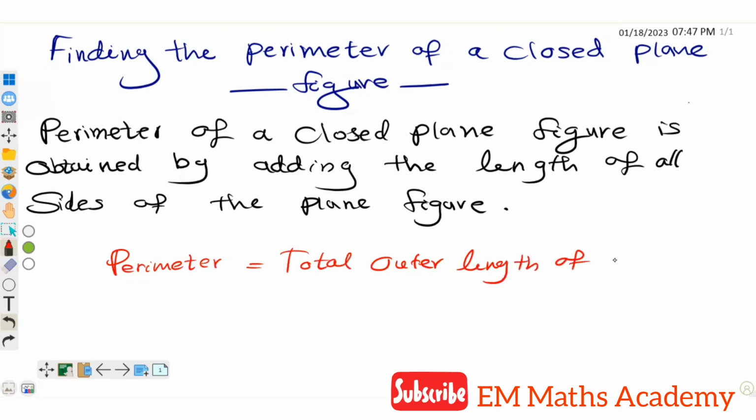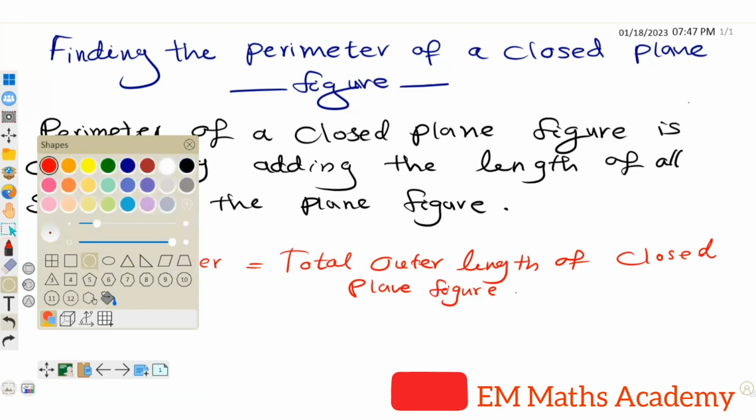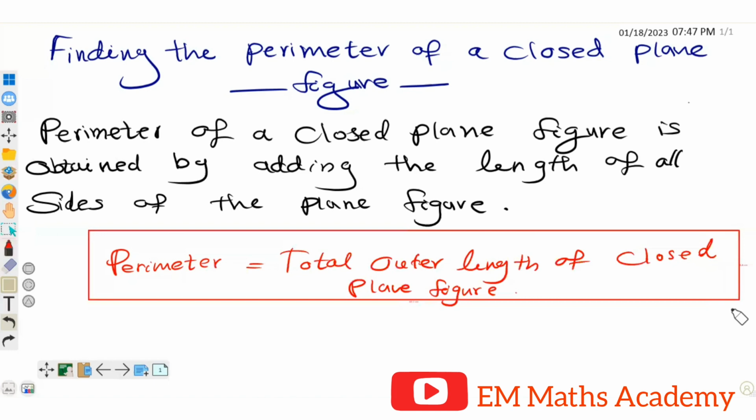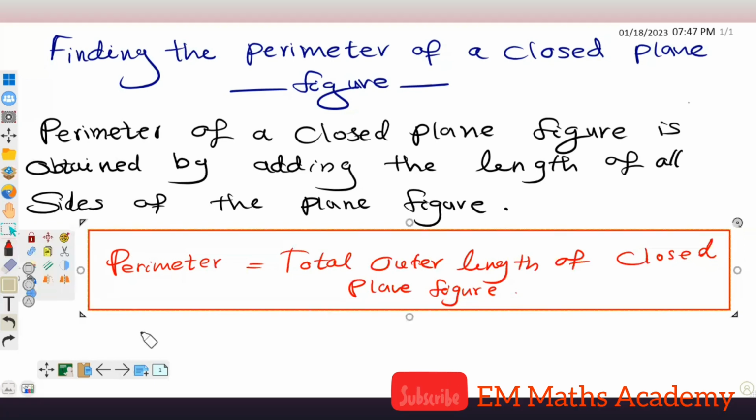of closed plane figure. The total outer length of a closed plane figure is what we define as the perimeter. Okay, let's write down the definition and the equation that we use to find the perimeter of the closed plane figure.